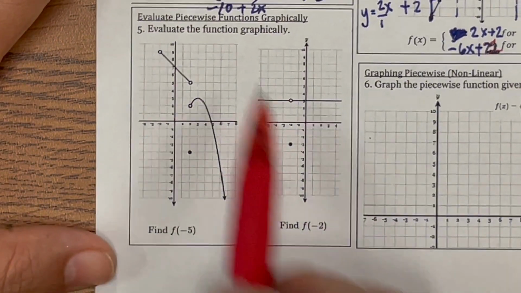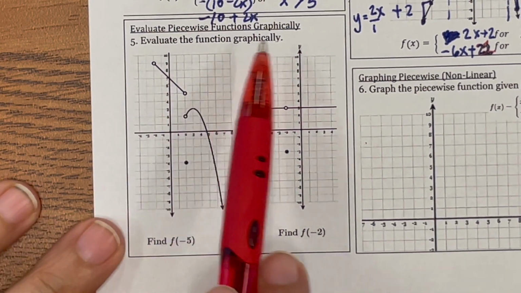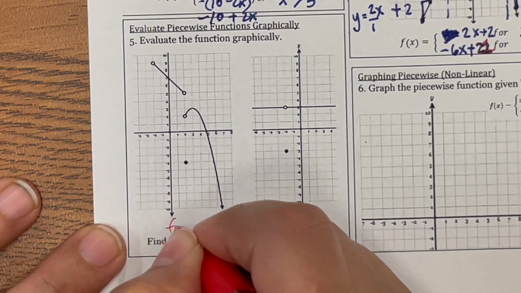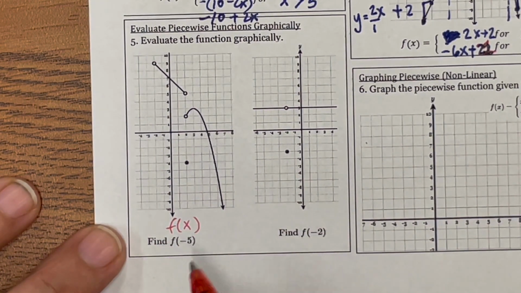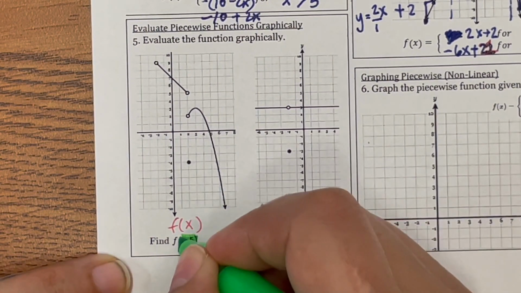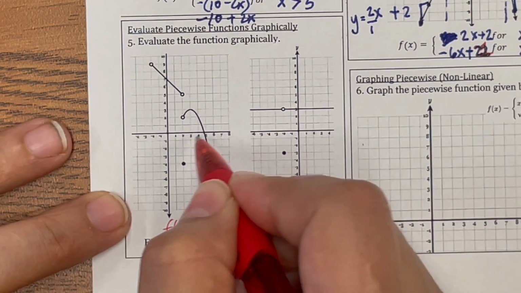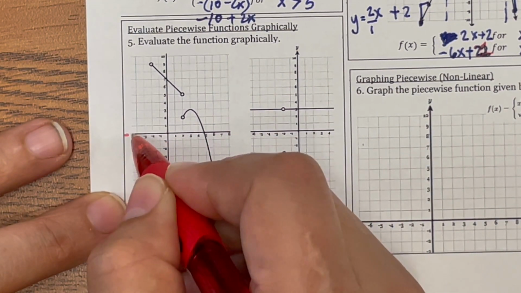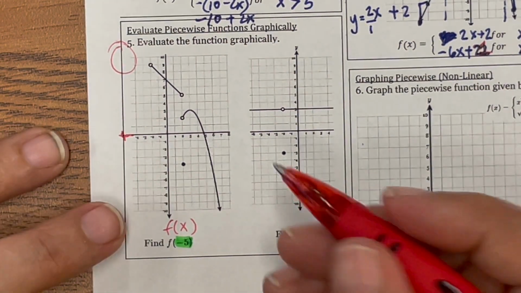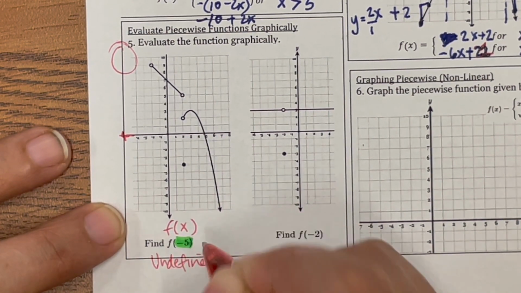All right, so let's take a look at evaluating piecewise functions graphically. Evaluate the function graphically. Find f of -5. So remember, you guys are used to seeing this, right? F of x. What does that mean? That x is equal to -5. So when x is equal to -5, what is the y value? So let's go find x = -5. -5 is over here, and I can see there's no more graph here, so there's nothing. And I'm guessing in Delta Math, it's undefined because it does not exist there.